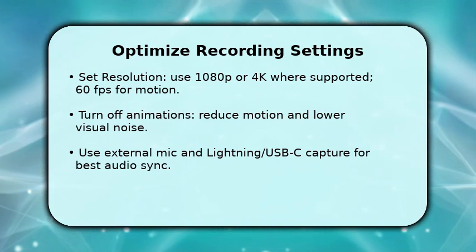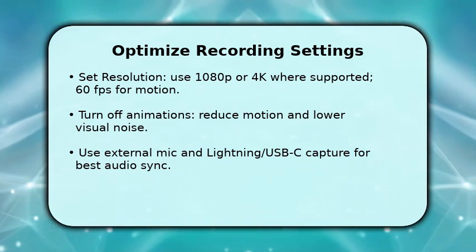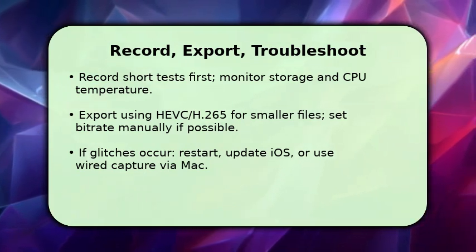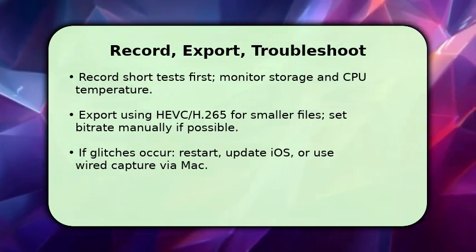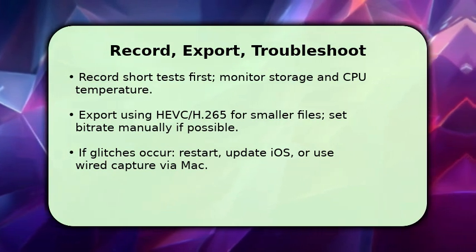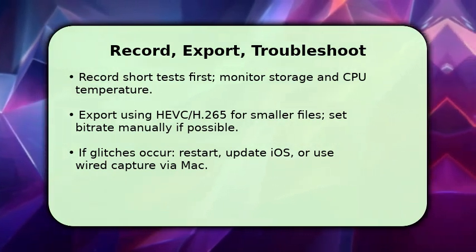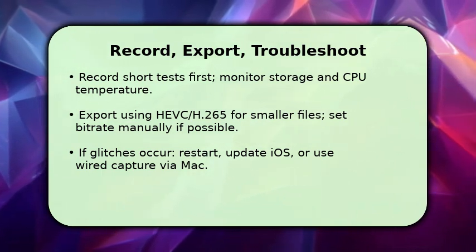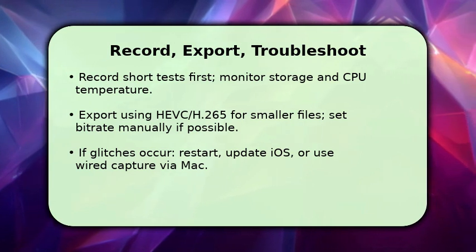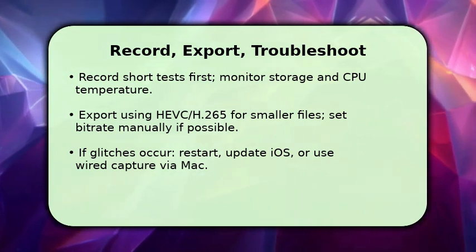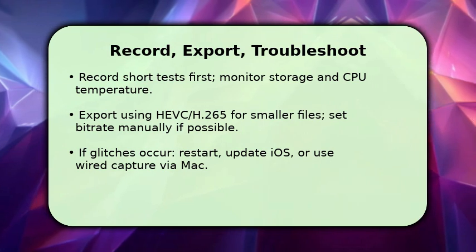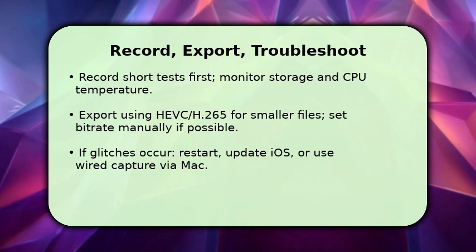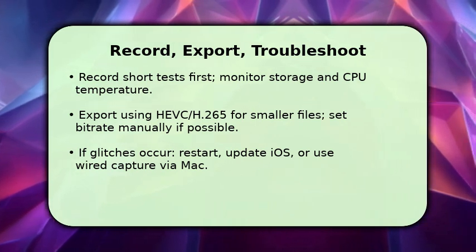Finish by executing and exporting correctly so quality survives editing. Start with short test recordings to check storage, CPU heat, and audio sync, then proceed to your full capture when stable. For export, prefer HEVC/H.265 or high bitrate H.264, and set bitrate manually in your editor to preserve detail. If you encounter dropped frames, audio drift, or artifacts, restart the phone. Update iOS or switch to wired capture through a Mac with QuickTime or a capture device.